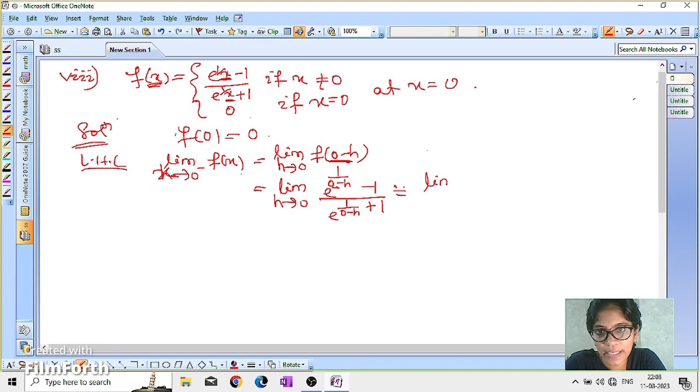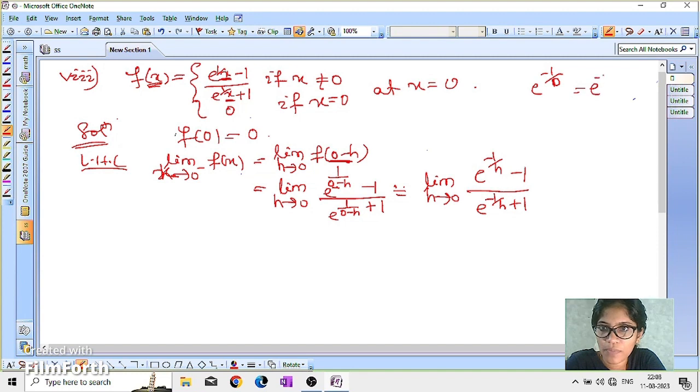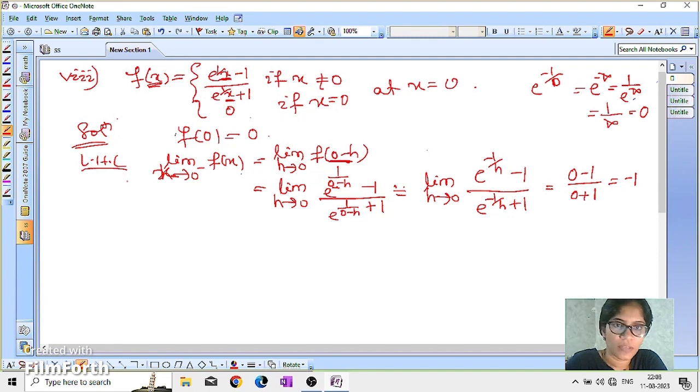Which is equal to limit h tends to 0 of e to the power minus 1 by h, minus 1, divided by e to the power minus 1 by h, plus 1. In place of h we will put 0, which equals e to the power minus 1 by 0, meaning minus infinity, which is 1 by e to the power infinity, which is equal to 0. So it is equal to 0 minus 1 by 0 plus 1, which is equal to minus 1.